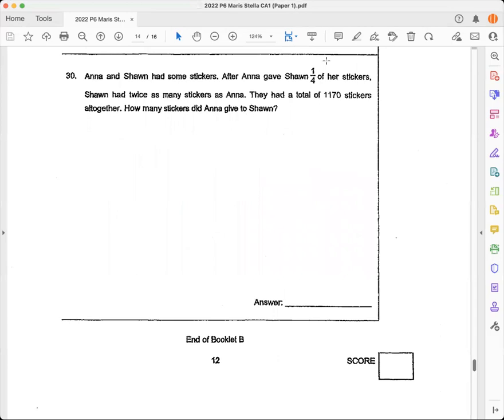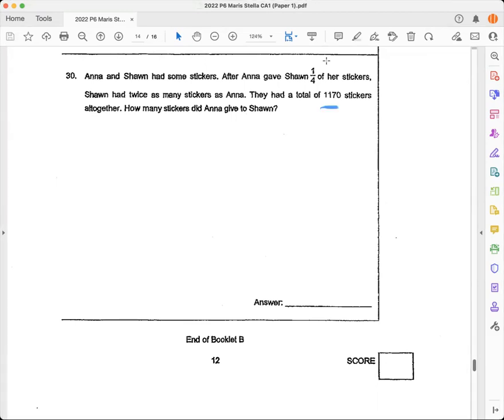Anna and Sean had some stickers. After Anna gave Sean 1/4 of her stickers, Sean had twice as many stickers as Anna. They had a total of 1170 stickers altogether. How many stickers did Anna give to Sean? After reading this, I hope you can recognize that this is a working backwards internal transfer question. In an internal transfer question, the total doesn't change, and this question provides you the total, 1170.